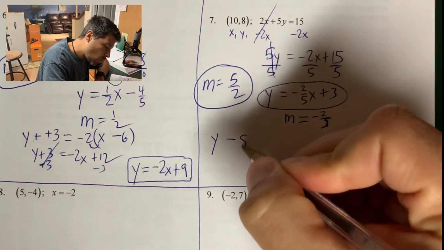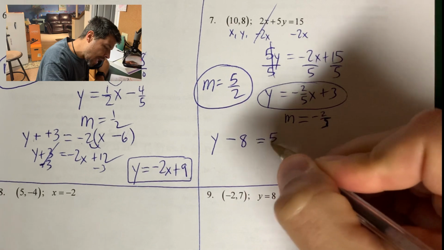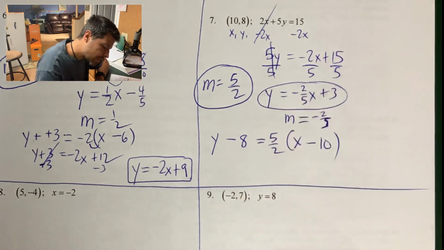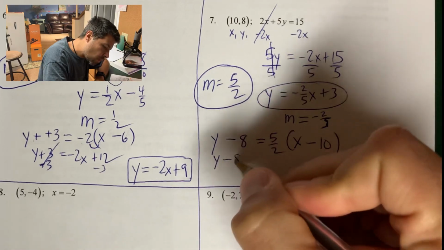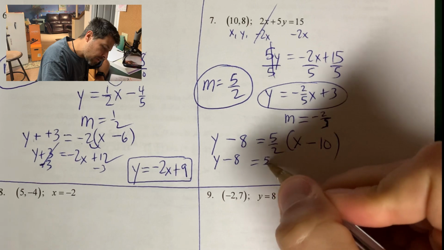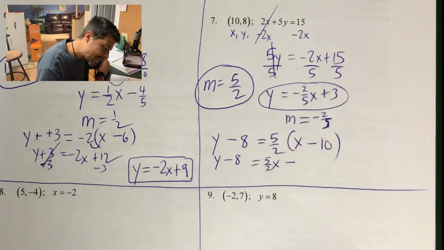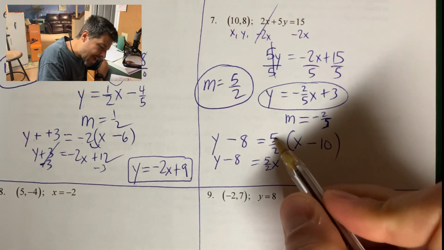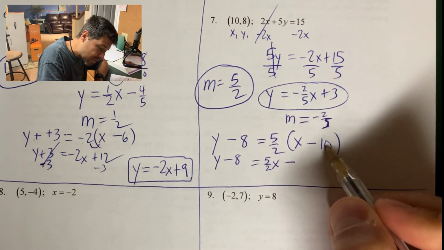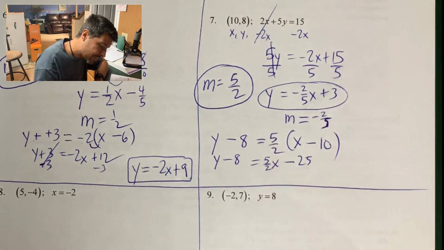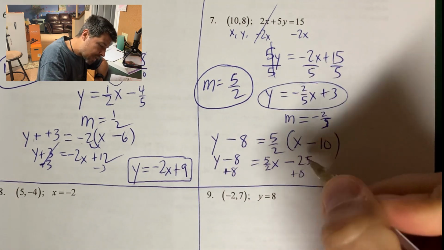y minus y1 equals m, which is 5/2, open, x minus x1, which is 10. Let's get it in slope-intercept form by using the distributive property. 5/2 times x, I write as 5/2 x minus, so to multiply this 10 by 5/2, I can do 5 times 10 is 50. 50 divided by 2 is 25. Final step, add 8 to both sides like this.